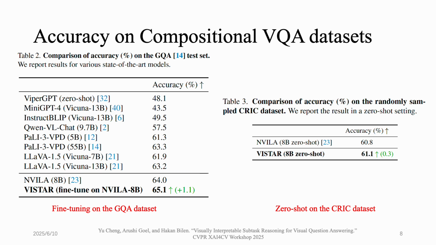In terms of the experiments, we evaluate accuracy across some compositional VQA datasets. In Table 2, our model achieved a new state-of-the-art performance on the GQA test dataset. Additionally, we conduct a zero-shot evaluation on the CRIC dataset, which is a compositional reasoning and common sense dataset. As shown in Table 3, the result is better than the backbone model, which proves the generalization capability.